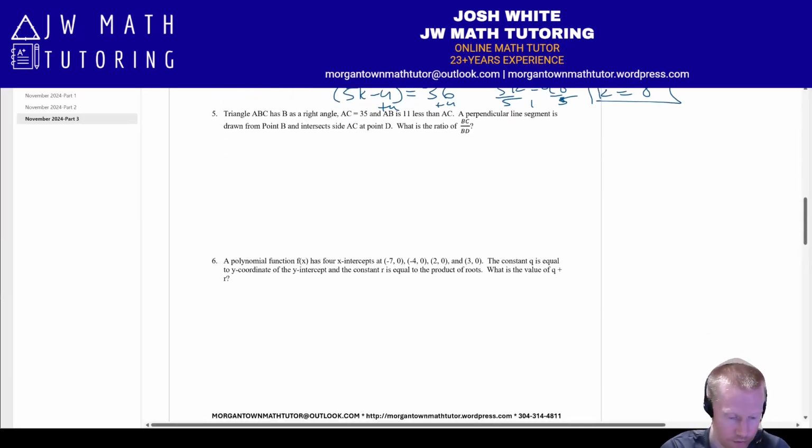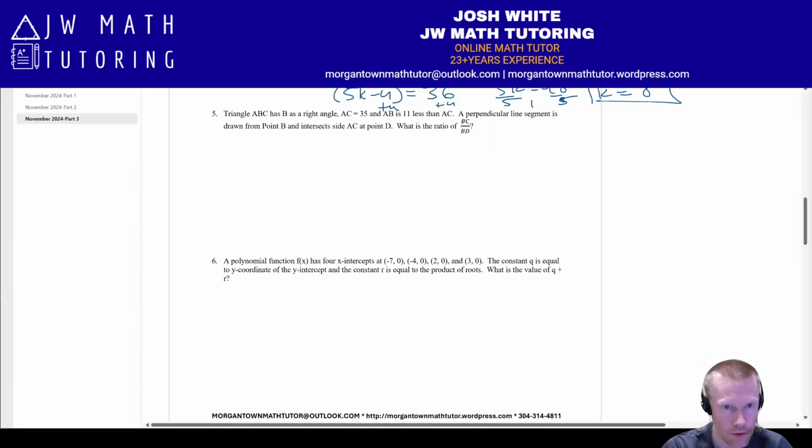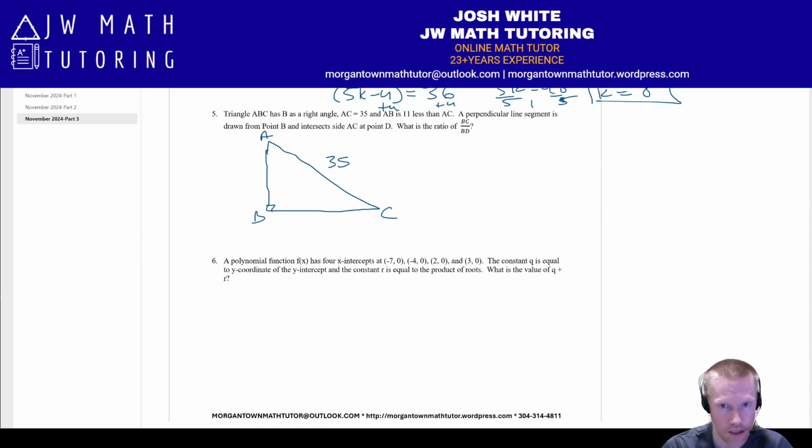Okay, next up we have, I think this is a repeat question that we've seen before, but basically what's going on here is we have a right triangle, B, A, C. B is the right angle that's given, AC is 35, AB is 11 less than that, which means it must be 24, and then we have a perpendicular line segment, essentially an altitude, drawn from point B to the hypotenuse, and it intersects the hypotenuse at point D right here. What's the ratio of BC to BD?